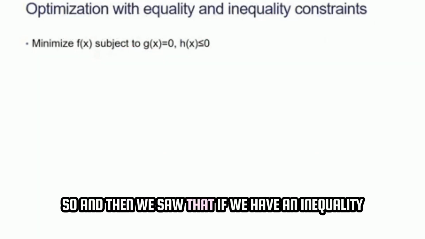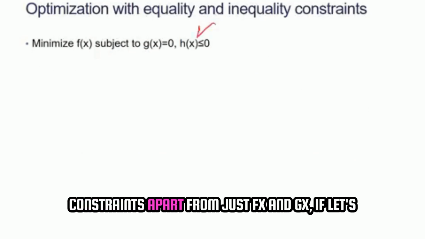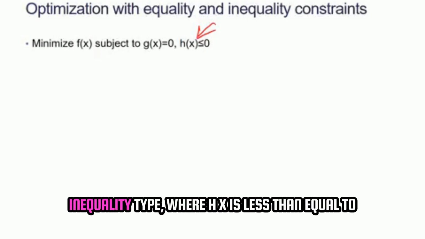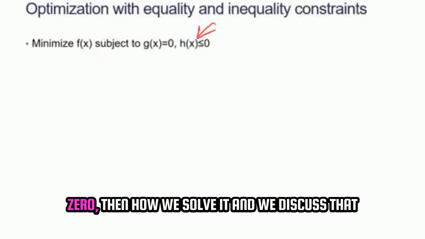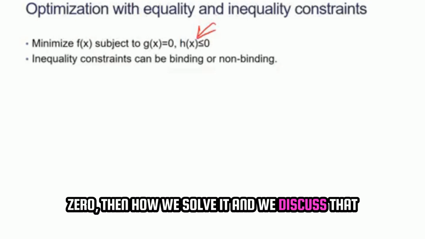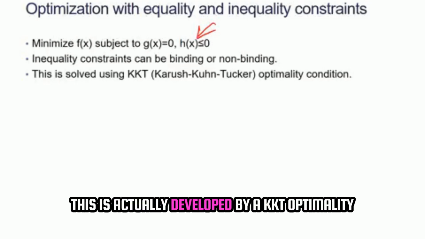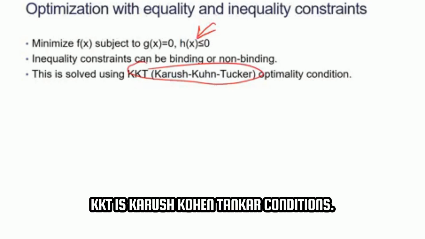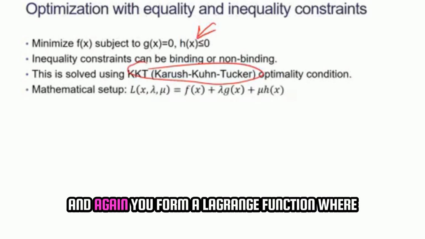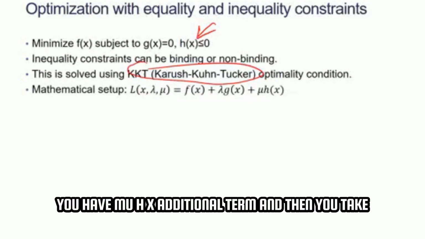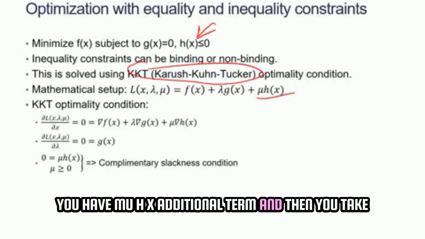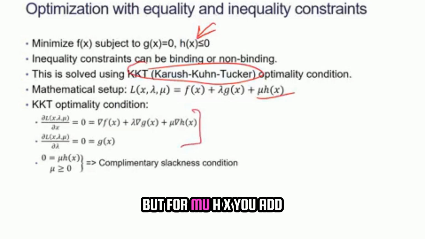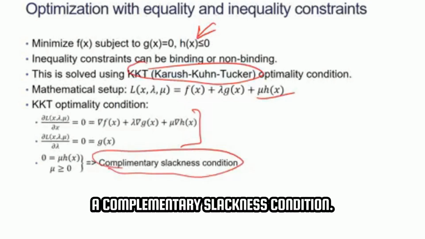Then we saw that if we have inequality constraints apart from just f(x) and g(x), say there is another equation of inequality type where h(x) is less than or equal to 0, then how do we solve it? We discussed that this is developed by the KKT optimality conditions. KKT is Karush-Kuhn-Tucker conditions. Again you form a Lagrange function where you have an additional term mu h(x), and then you take the derivative in terms of x and lambda, but for mu h(x) you add a complementary slackness condition.